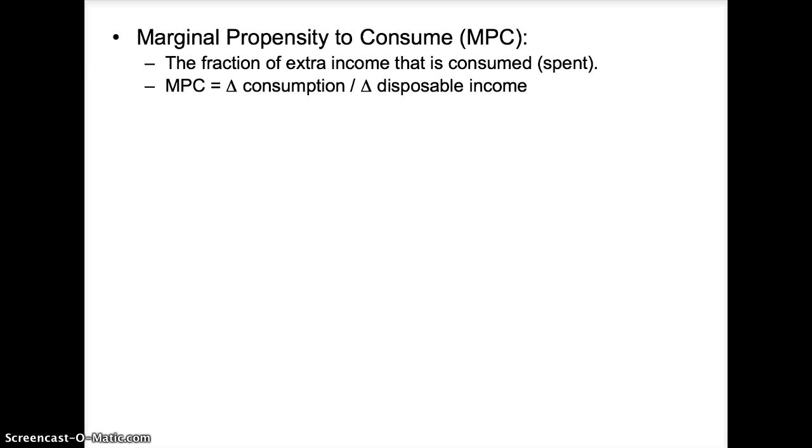The marginal propensity to consume, MPC, is the fraction of extra income that is consumed or the fraction of extra income that is spent. For example, if you were given an extra $100 and spent $70, your MPC would be 7/10 or 0.7. The formula for MPC is the change in consumption divided by the change in disposable income.